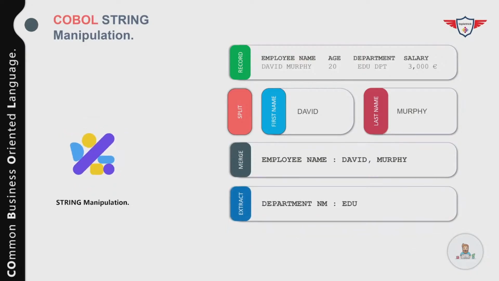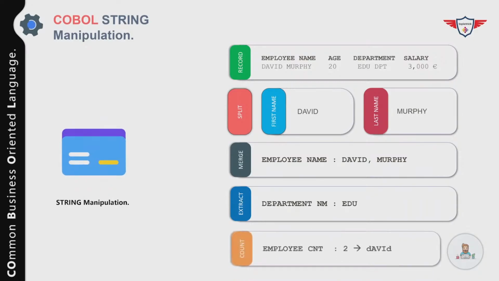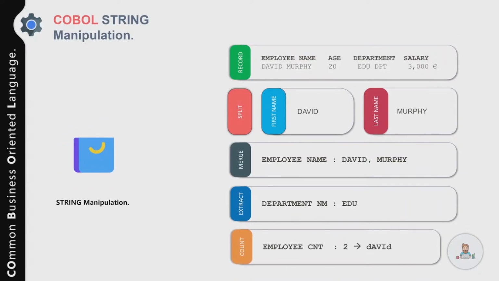And in case you want to extract any specific information, let's say in this case I want to extract the department name, then I can use an extract function. And lastly, if you want to count specific characters in a string, then probably you can use the count function. So these are the general operations we perform in our day-to-day work, and all programming languages come with built-in functions, and you can use them to perform various operations as per your requirement.